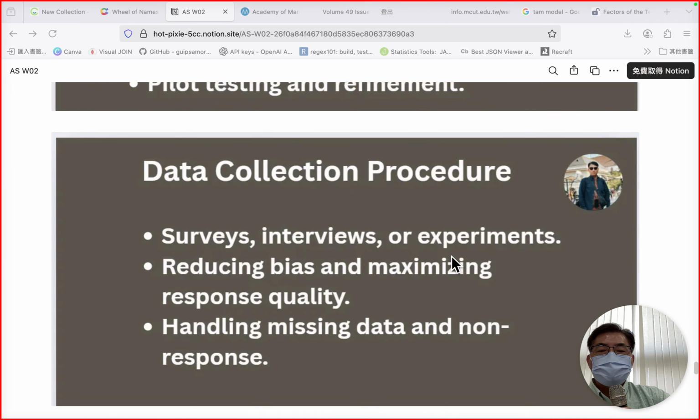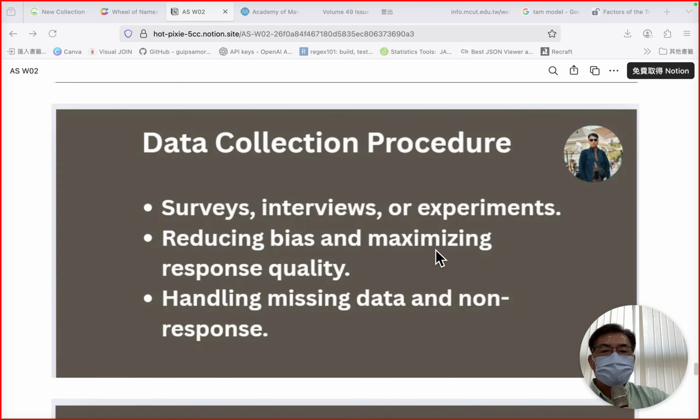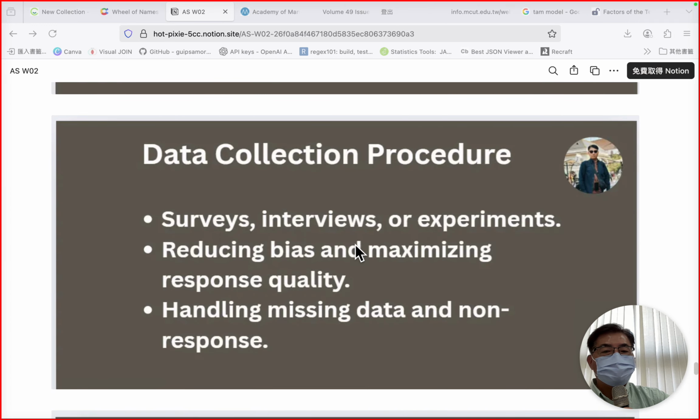After that, another element of the method section, the method design, is called data collection and procedure. You have to describe how you collect data in your report, in your conference paper. The procedure, step by step. For example, if I want to collect data from MBA students or even bachelor program students, you have to describe it.